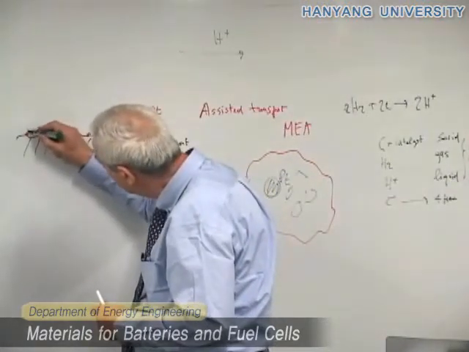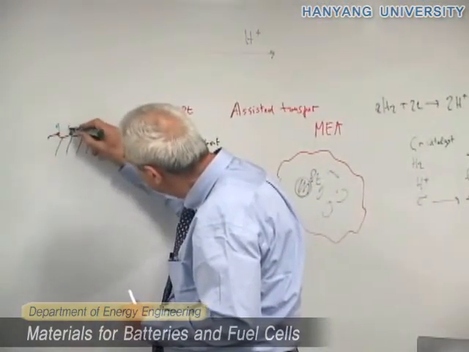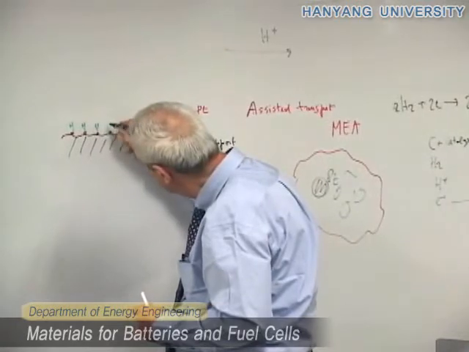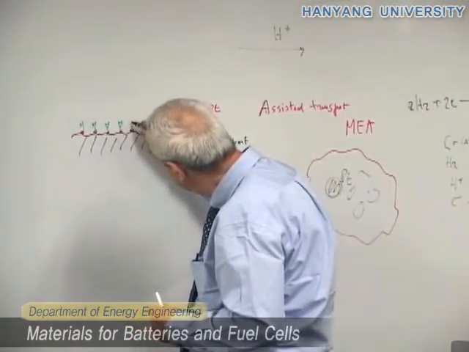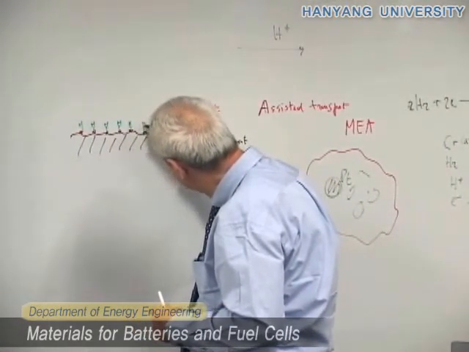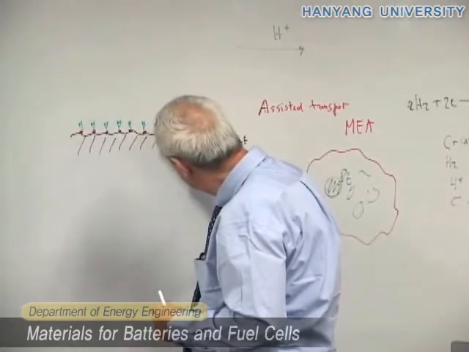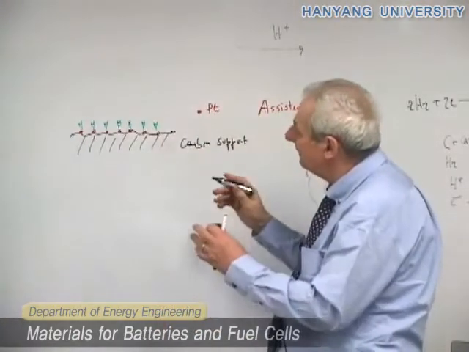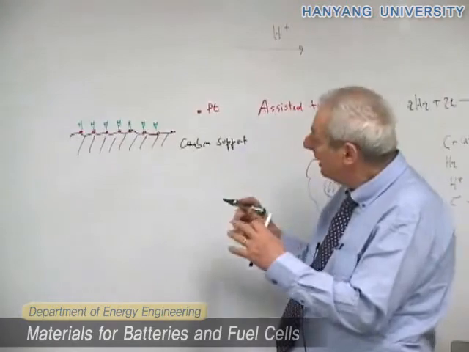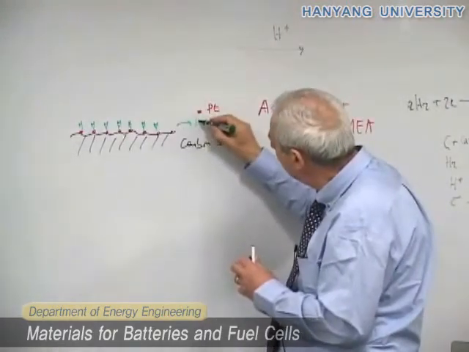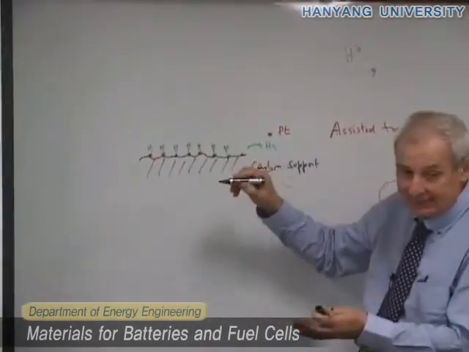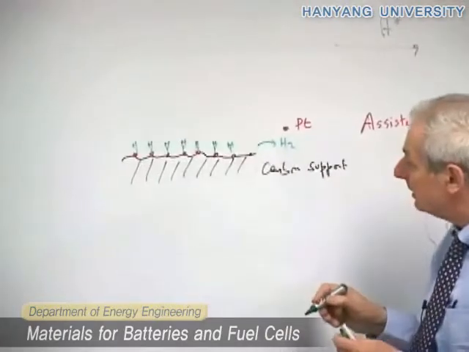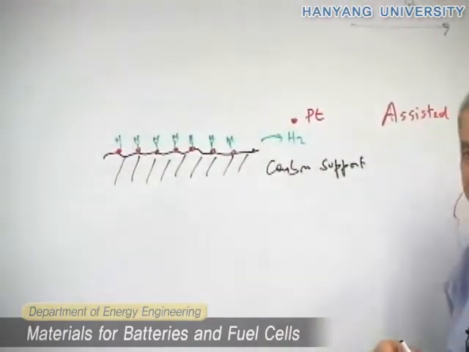the cathode absorbs hydrogen, okay? And then the various hydrogen atoms can be recombined to form H2, or vice versa. Okay? This is the main action of the catalyst.